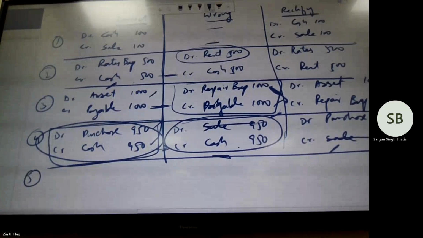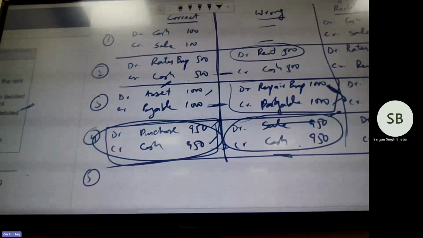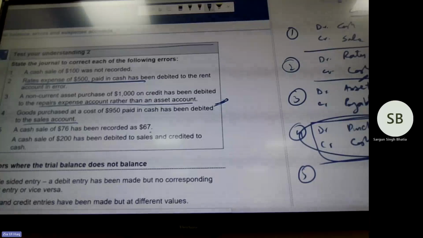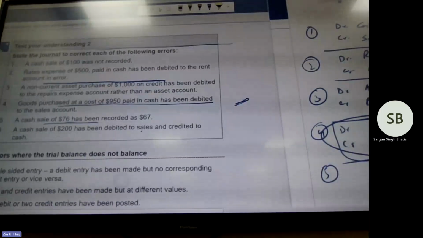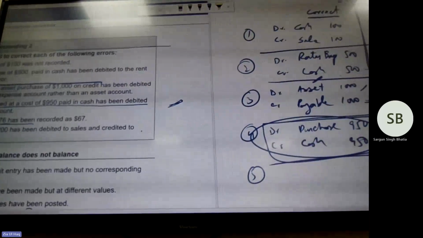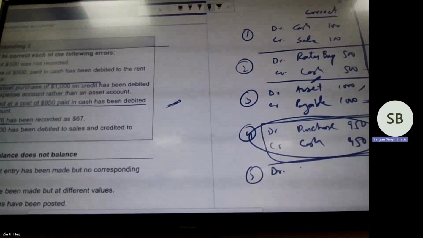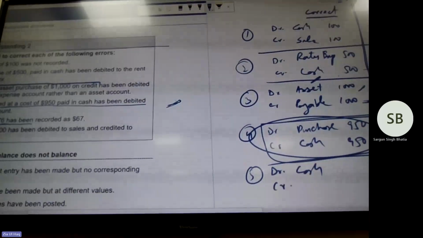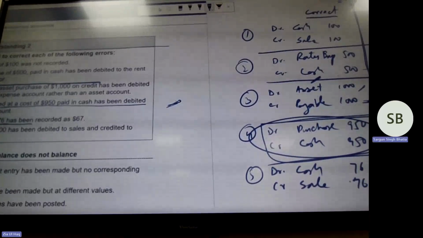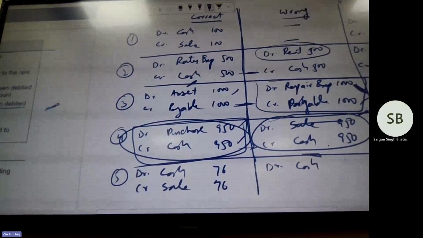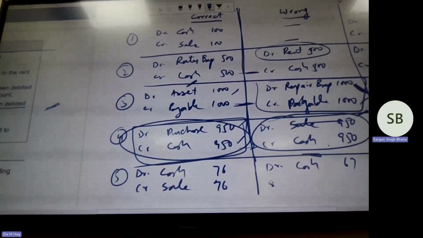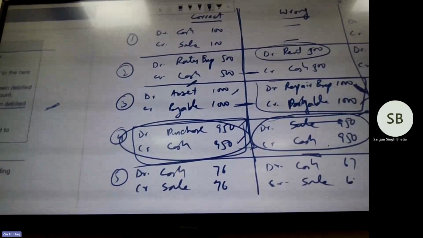Number 5. A cash sale of 76 has been recorded as 67. The entry should be cash debit, sales credit with 76. Yes, sir. But the error is in the amount. But they have recorded what? Cash debit with 67 and sales credit with 67.